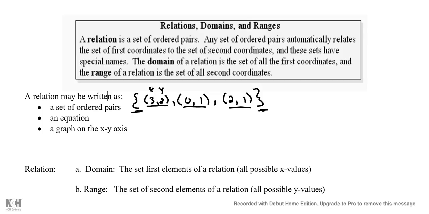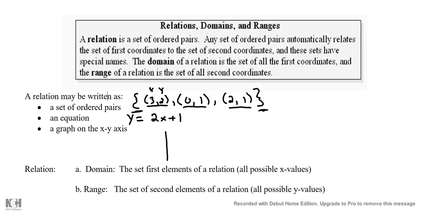Another way we may see a relation written is as an equation, and they could be of any form. This is just one example. y equals 2x plus 1, that's a relation. Remember, the solutions to an equation are all ordered pairs that make this true. Well, so that is a set of ordered pairs that make that equation true.